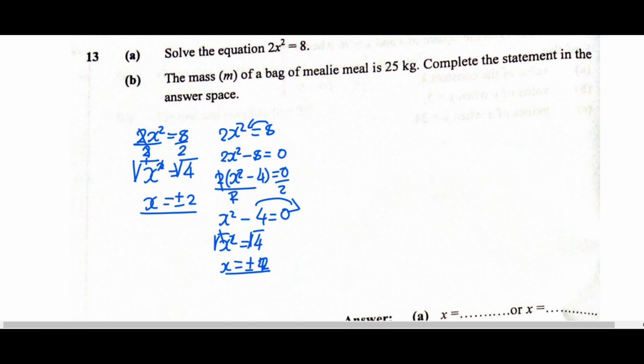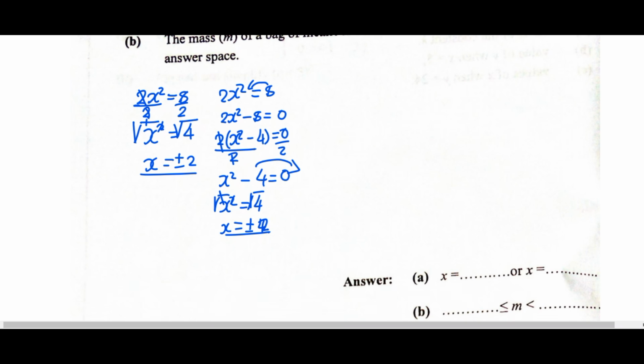Now, the mass M of a bag of meal is 25 kg. Complete the statement in the answer space. So let's check for the specimen. So we have 25 kg. What we need to know here is that we have not been told whether it's 1 decimal place or 2 decimal places. So we are dealing with a whole number.